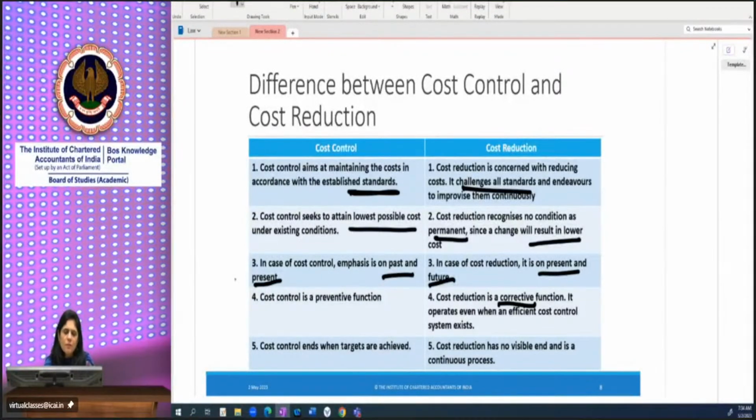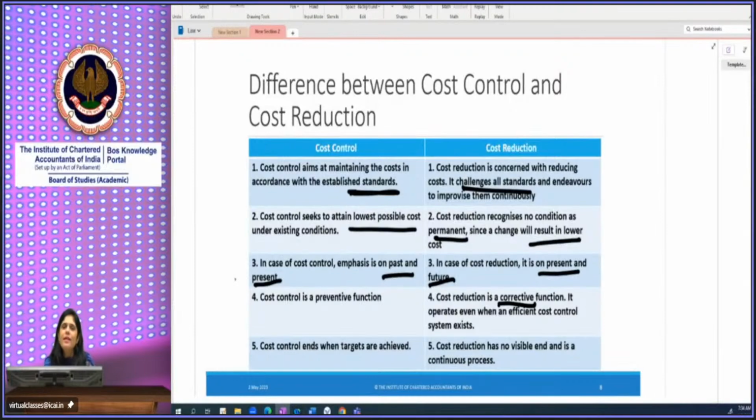Clear? Cost control ends when targets are achieved. For cost control, they just have to achieve the standard kept and then their job is over. But cost reduction has no visible end and it's a continuous process. They always strive to permanently reduce the unit cost of the product. Clear? So in comparison, these two terms are very, very important, and they are very important objectives of cost accounting, as important as cost calculation or cost computation.